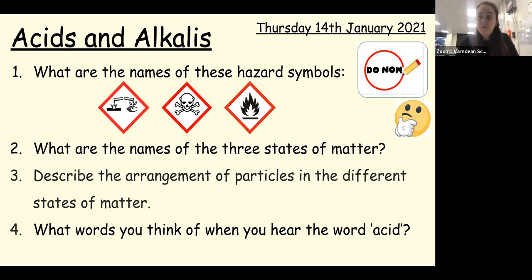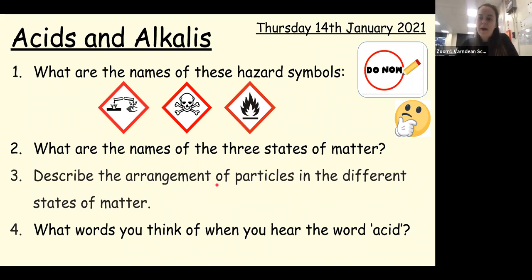So I'm sure loads of you have been able to get question 1. So we had some symbols here. This one here is our symbol for corrosive. Then we have toxic, and we have flammable. So those are 3 hazard symbols that you're going to see on lots of things that you use in the lab. Then we had our names of our 3 states of matter. So I'm sure most of you would have got this as well, but we had our solids, our liquids, and our gases.